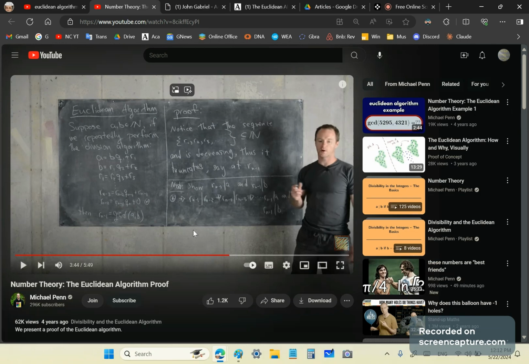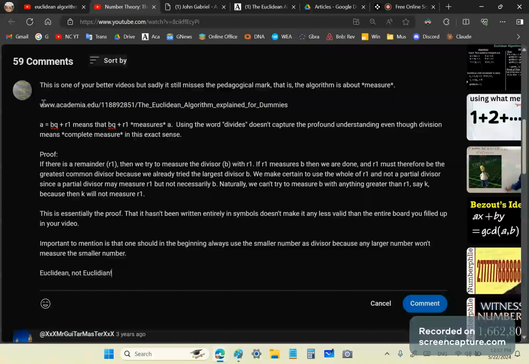And let me explain to you why you should use the word measure. All right, so let me expand this. Now, the Euclidean algorithm is about measure, okay? And this article link here will tell you all about it. So if we say A is equal to BQ plus R1, it means that BQ plus R1 measures A, okay?